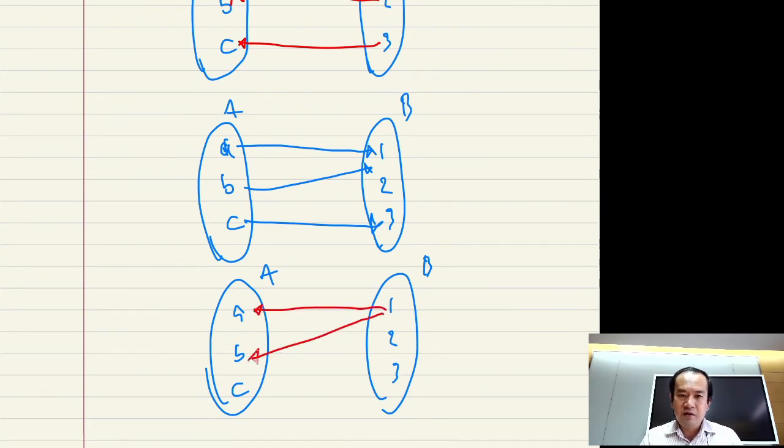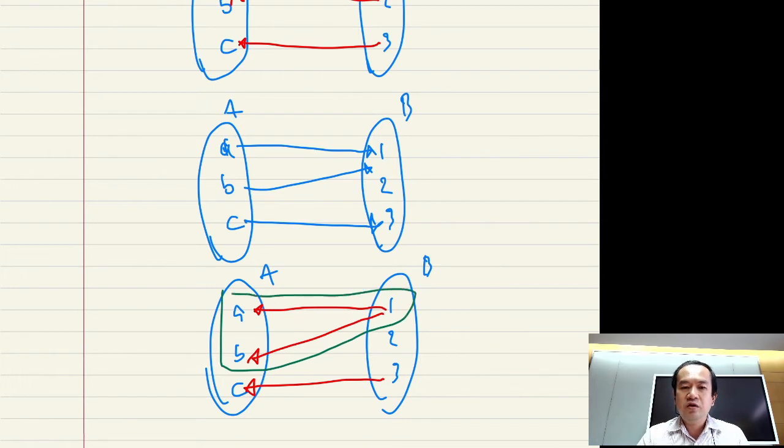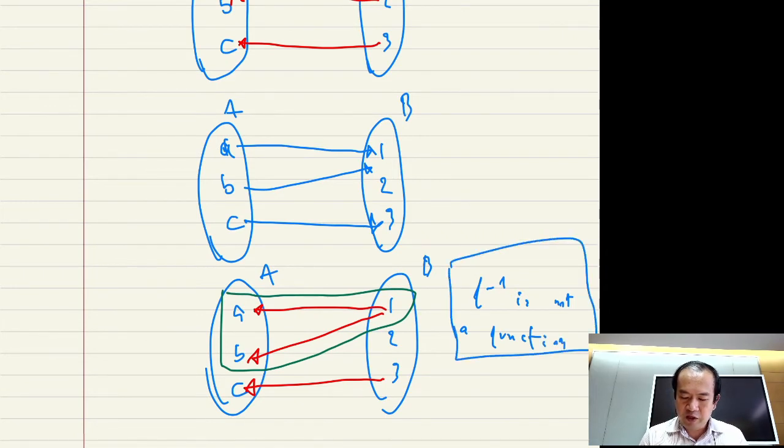You see the problem here? Now you have element 1 mapping to two elements, right? a and b, right? So f inverse is not a function, which means that this function doesn't have an inverse. Okay, so it's not one-to-one and not onto. So it doesn't have an inverse.